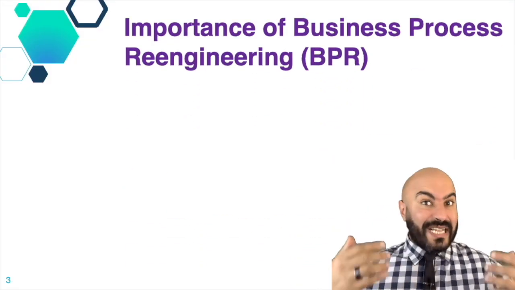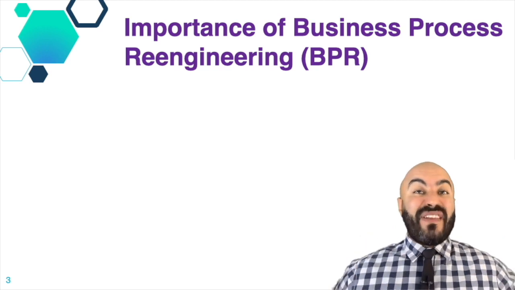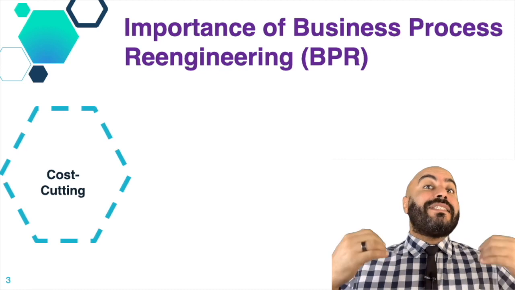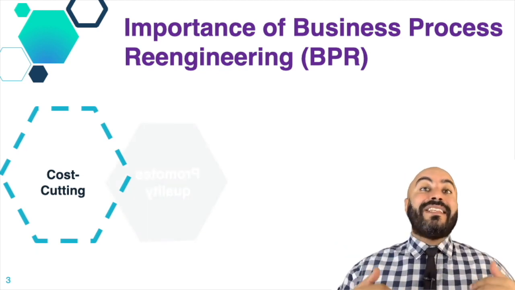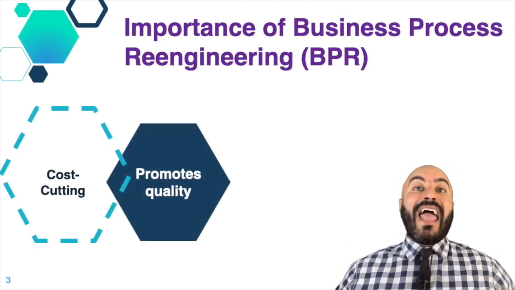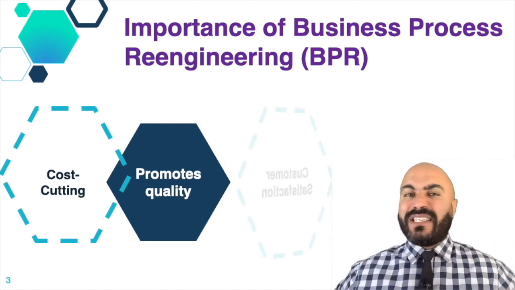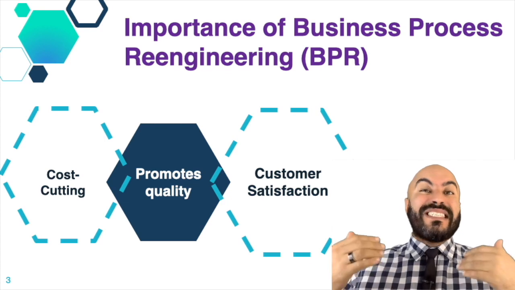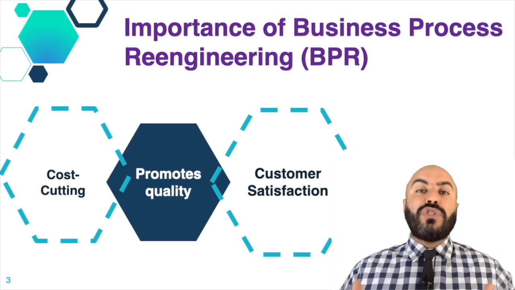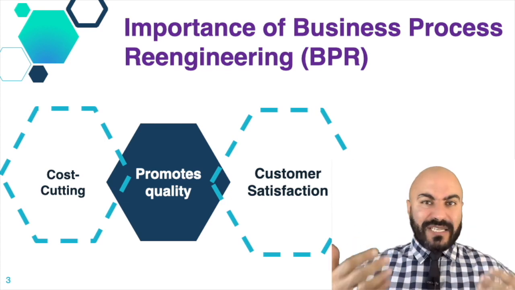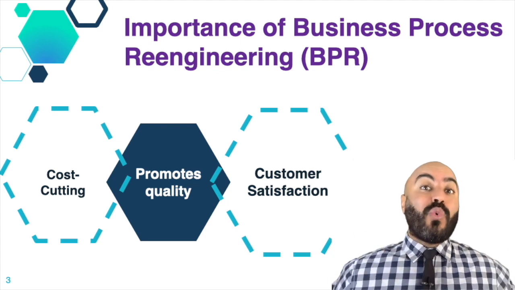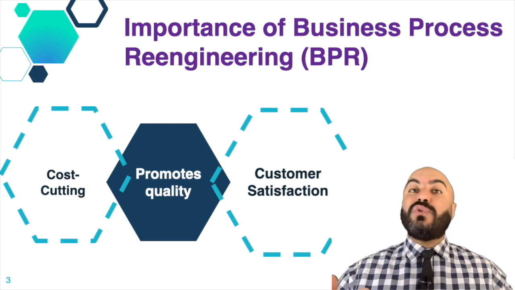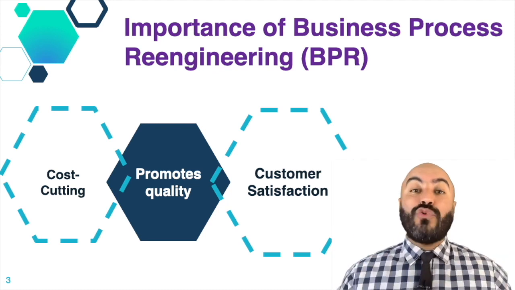Business process re-engineering has three main benefits or three main advantages. The first one, it is cost cutting, and it promotes quality, and it has better customer satisfaction. It is cost cutting because it cuts down all of those steps which are not productive, which are not adding values to your processes. And it promotes quality because it provides a clear picture of who does what and when does he have to do it.